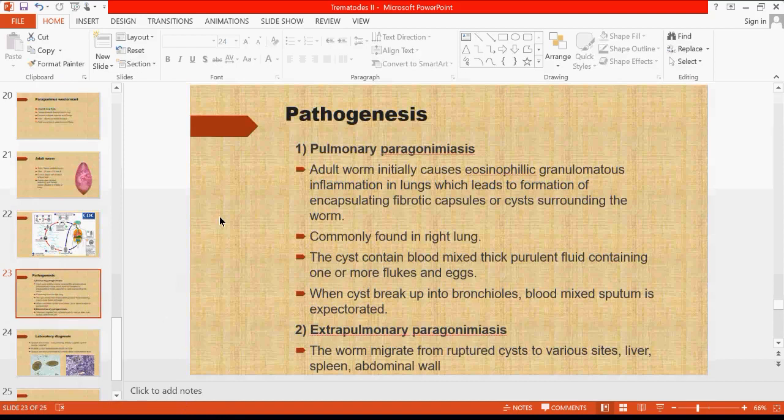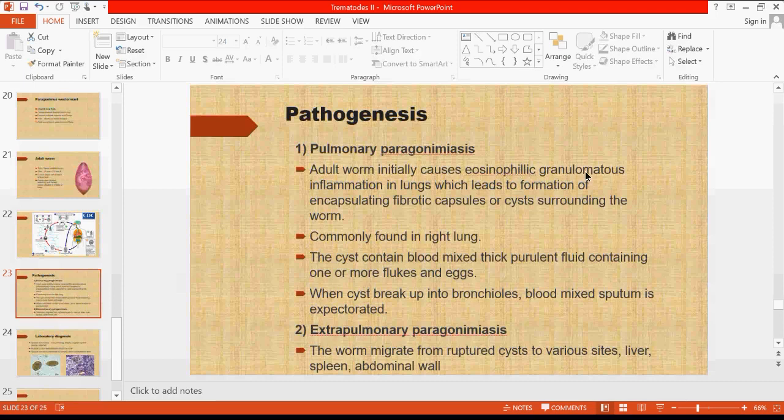Now, pathogenesis. There will be pulmonary paragonimiasis and extrapulmonary paragonimiasis. The pulmonary one is when the adult worm initially reaches the lung parenchyma. What are the symptoms in that one? So, the pathogenesis: what will happen? They form eosinophilic granulomatous inflammation. These are terms which you have already learned in pathology. There will be a granulomatous inflammation, eosinophilic mainly because it is a parasitic one.